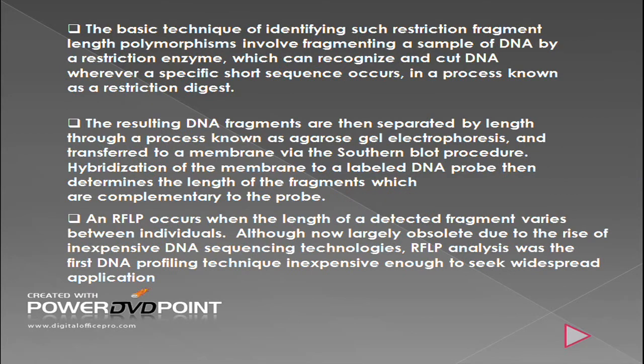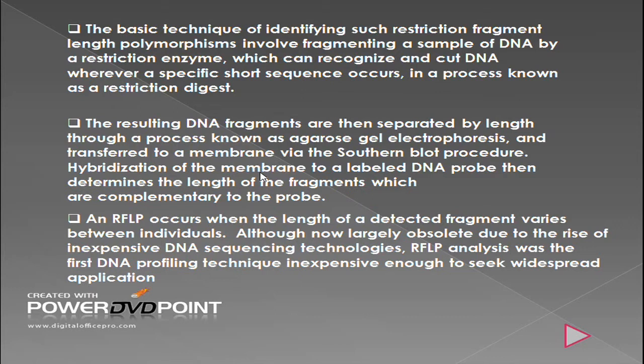The basic technique of identifying such restriction fragment length polymorphisms involves first of all fragmenting a sample DNA with a restriction enzyme, which can recognize and cut DNA wherever a specific short sequence occurs, in a process known as restriction digest. So the first step in analyzing the DNA through RFLP is to digest it with the concerned restriction enzymes. The resulting DNA fragments are then separated by length through a process known as agarose gel electrophoresis and transferred to a membrane via the Southern blot procedure.